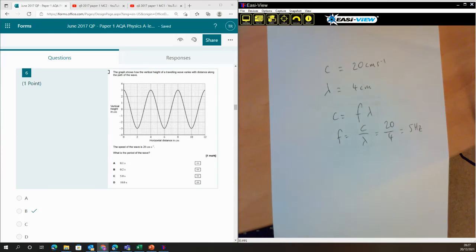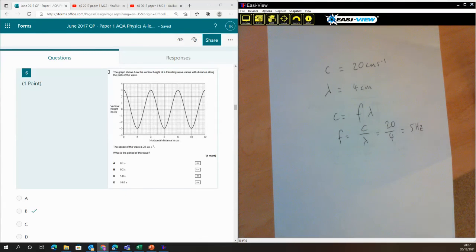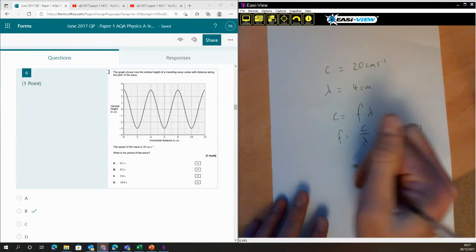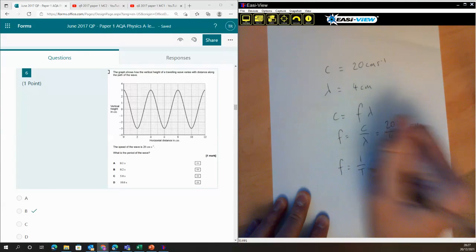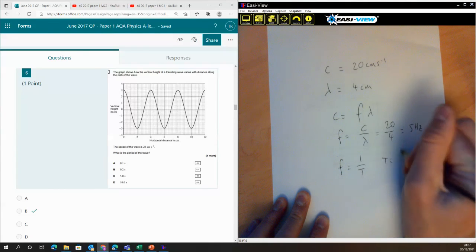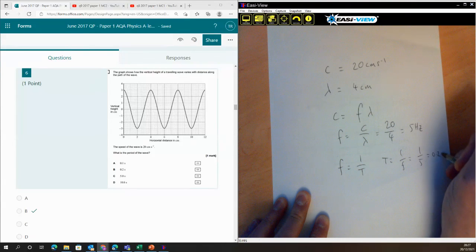But the question isn't asking what the frequency is. So there's a bit of an additional trap there. It's asking what the time period is, and the time period is 1 over the frequency, or frequency is 1 over time period. So the time period is 1 over f. So it's 1 over 5, which is 0.2 seconds.